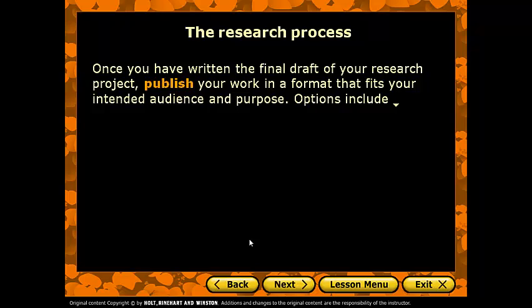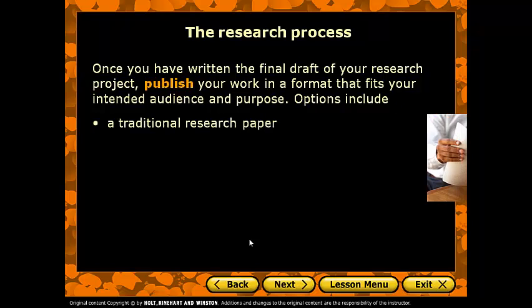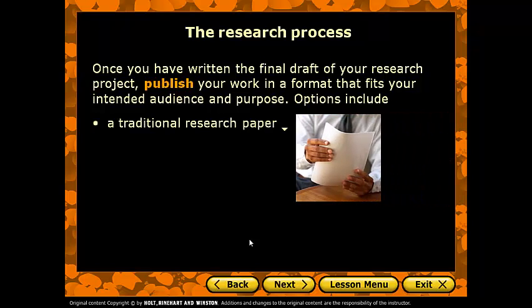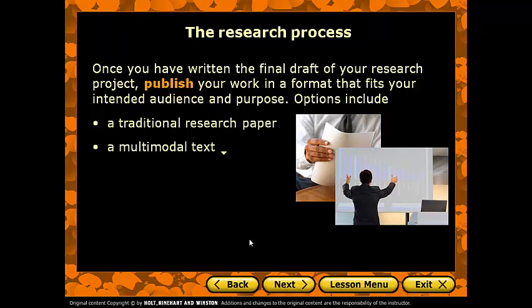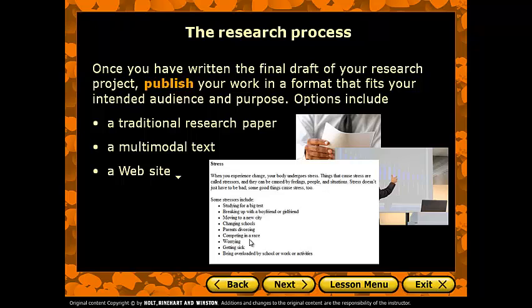Once you've written the final draft of your research project, you're going to publish your work in a format that fits your intended audience and purpose. Options are a traditional research paper, which we're going to do. A multimodal text, that would be an interactive text. We have done that in the past, but that's not what we're planning to do this year. A website, again, unless somebody really clamors to create a website presenting their work for the class, this is not something we're planning to do.